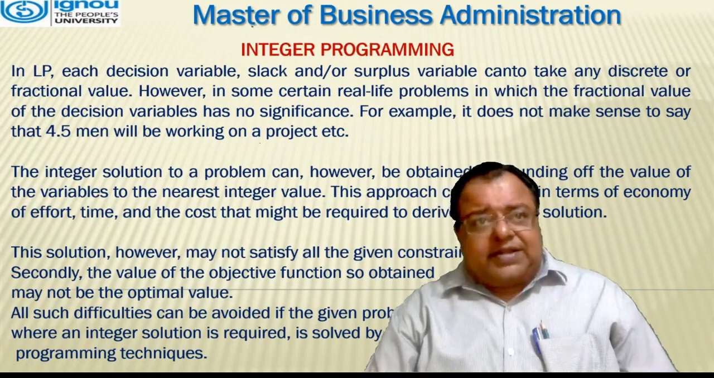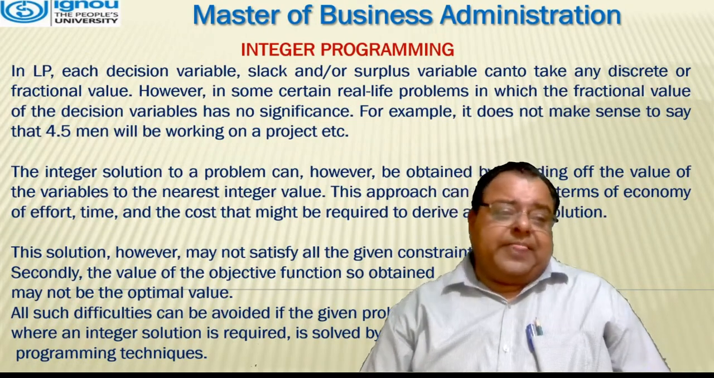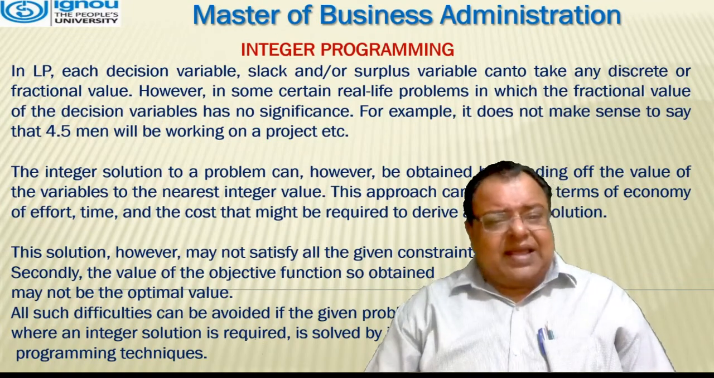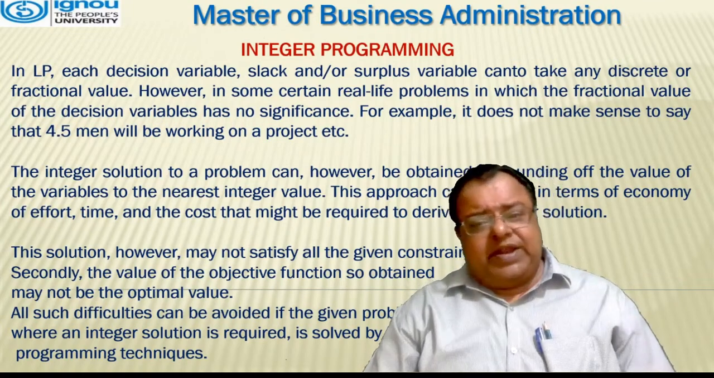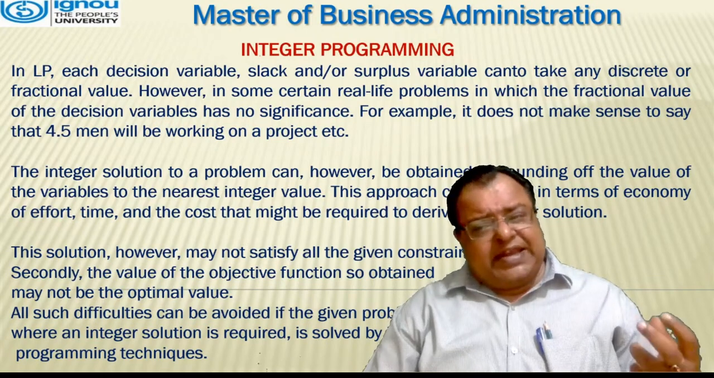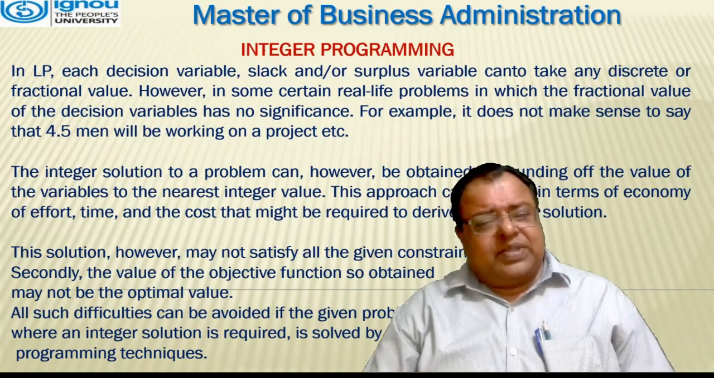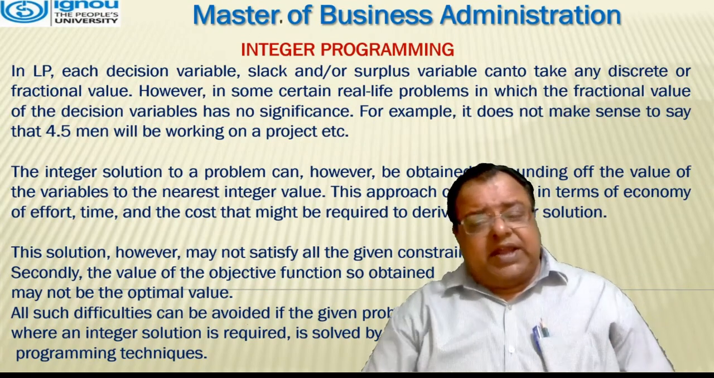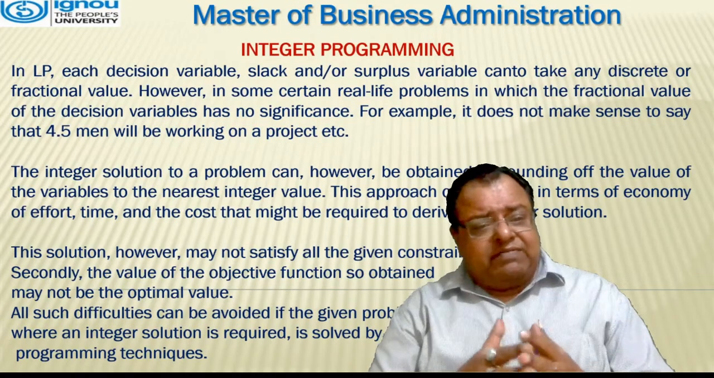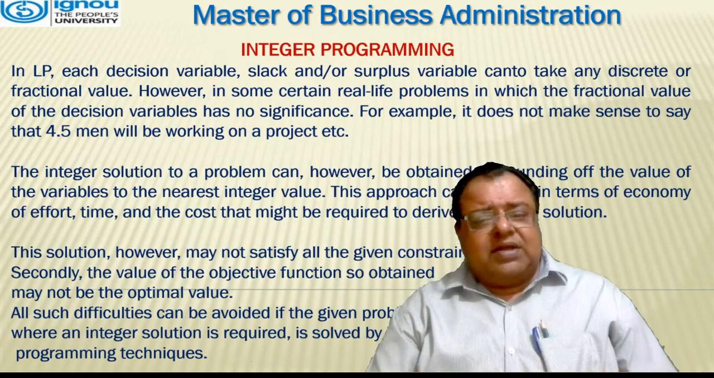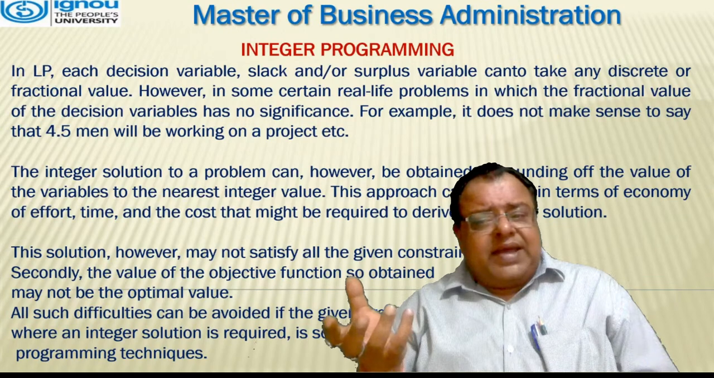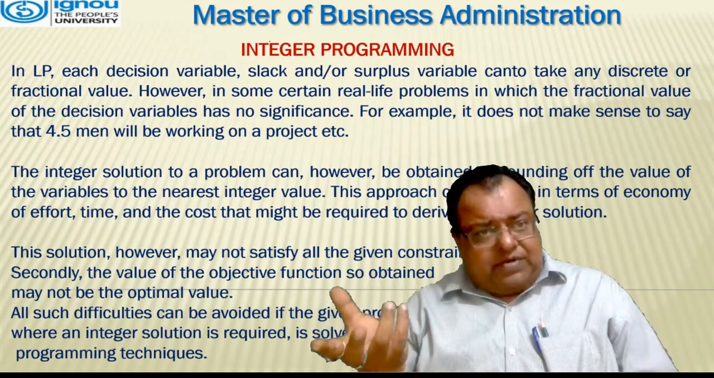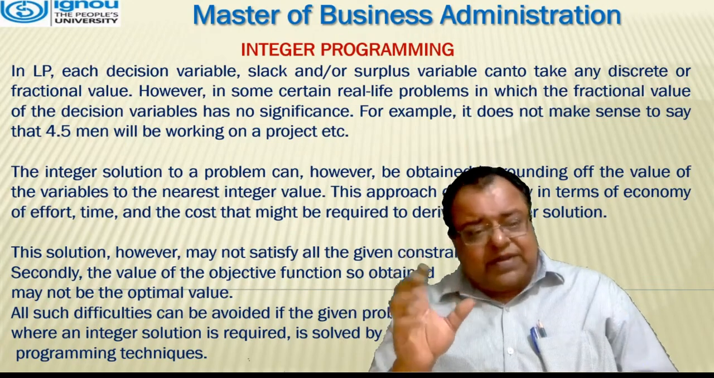The next part is integer programming. In LP, each decision variable, slack, and surplus variable can take any discrete or fractional value. However, in some real-life problems the fractional value of the decision variables has no significance. For example, it does not make any sense to say that there are 4.5 men working on a particular project. That means we have to make it specific.